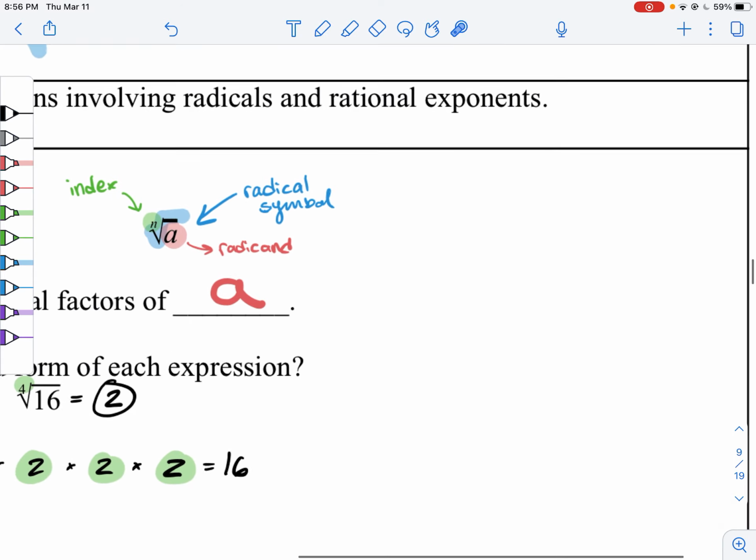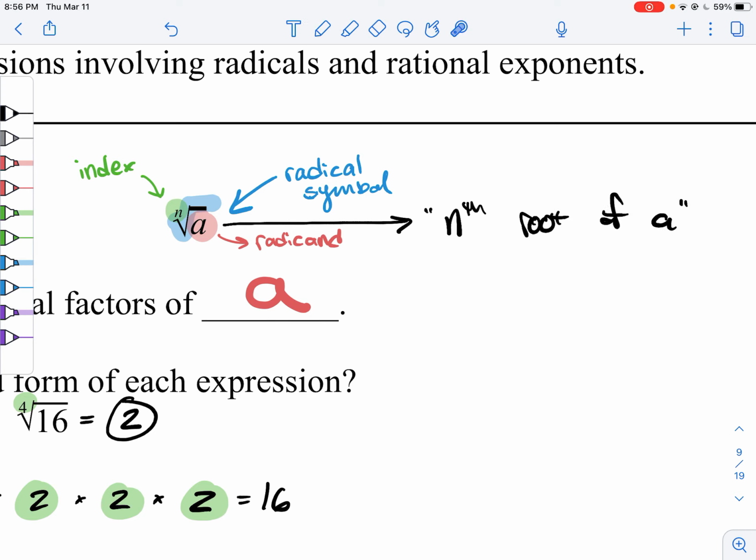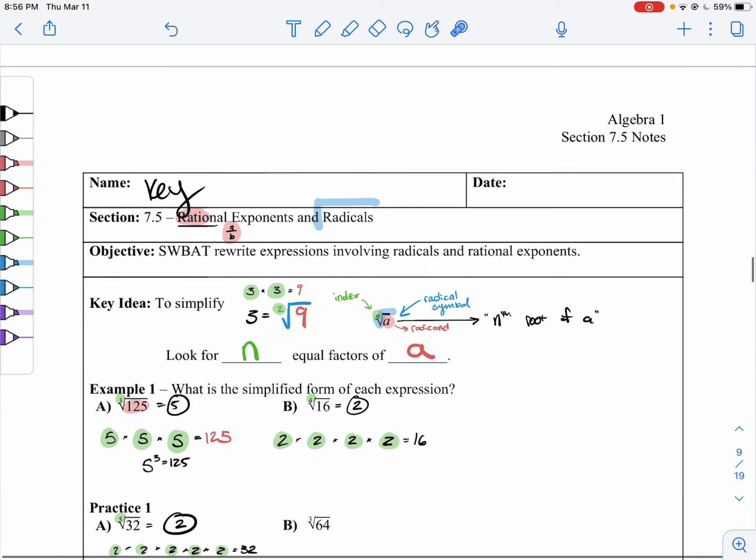That brings me a little reminder here. When you have the nth radical of a, we read that as the nth root of a. So here your index is your n. This means root, and of a. So, the nth root of a.